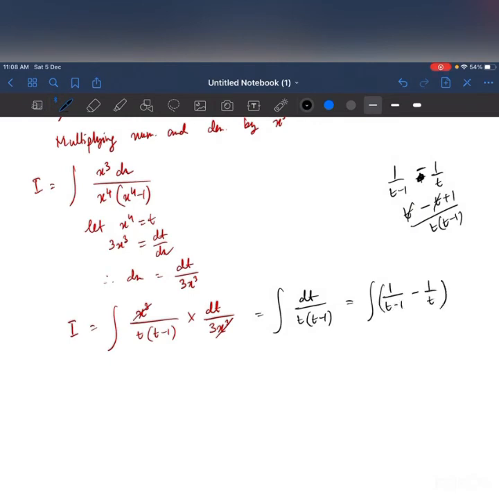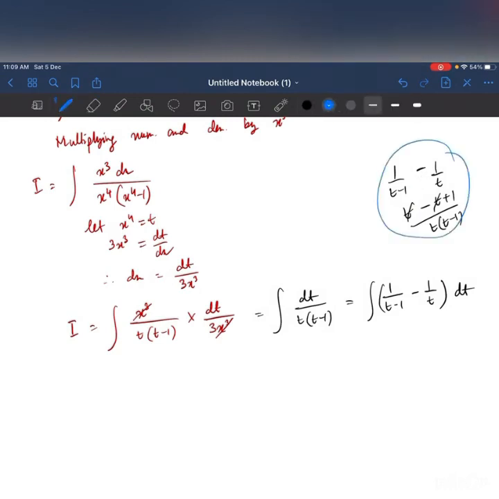Now you will be saying, sir, how are you assuming that 1 by t minus 1 will be first? You see, you should always do the bigger one minus the smaller one. T minus 1 is smaller than t, so the fraction 1 by t minus 1 will obviously be bigger than 1 by t. That's why I am doing the bigger minus smaller, 1 by t minus 1 minus 1 by t. So you can easily determine this form.